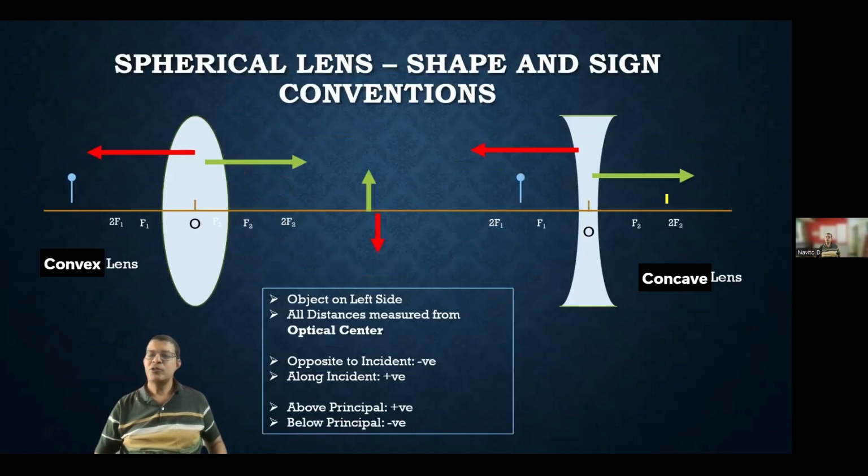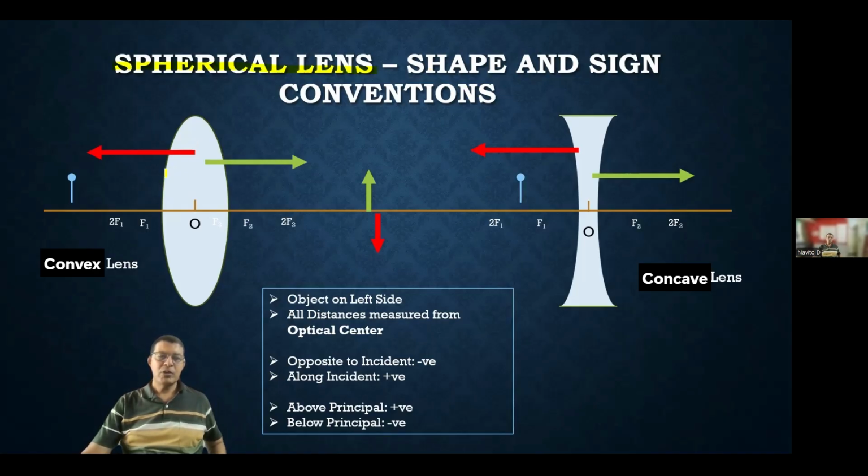So now that we know Snell's law, let us see what kinds of lenses we need to study in this topic in our session. We're going to cover spherical mirrors and spherical lenses. Spherical mirrors are already done, and today's session is about spherical lenses. We're going to see shapes and sign convention.